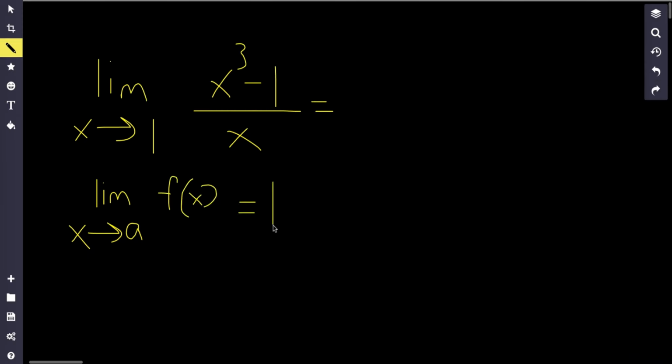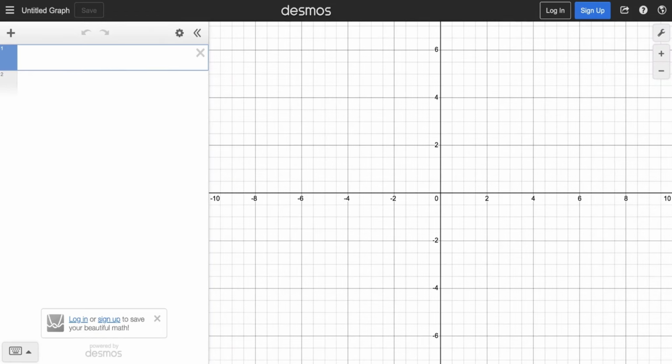Well, what's the y value going to approach? So the limit as x approaches a of f of x is going to be equal to some y value. So as x approaches a certain value for a function, what's the y value going to approach? And we can look at this graphically. So that's one way to do it.